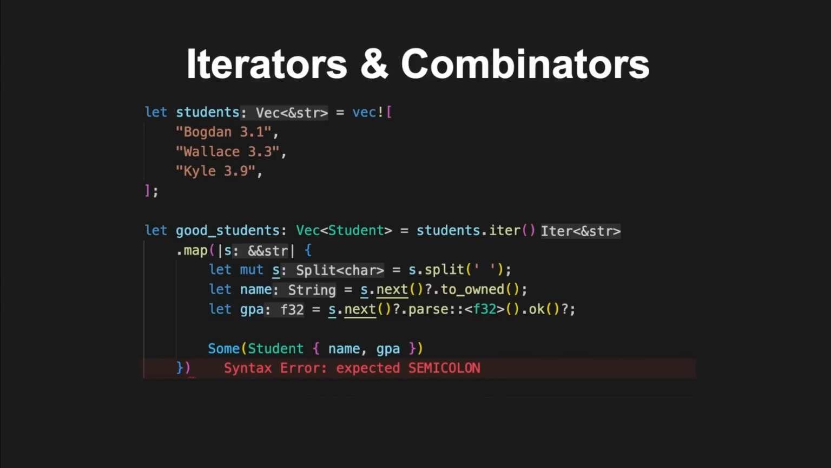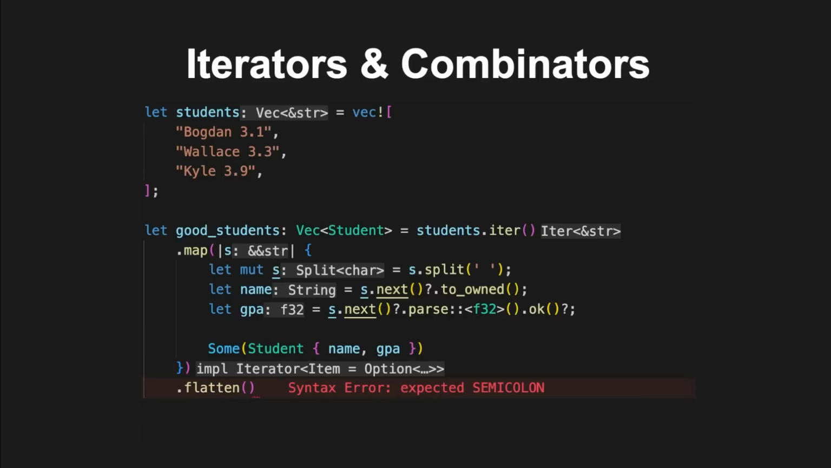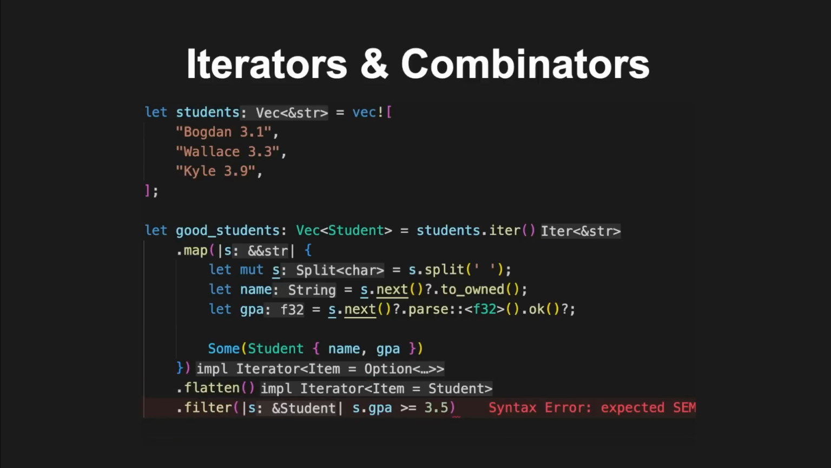Inside the closure, we parse the string into a name and GPA and return an optional type containing a student struct or the None variant if parsing fails. Then we call flatten to remove the None variants, filter to filter out students with a GPA below 3.5, and finally collect to turn the iterator back into a vector. The final result is a vector of student structs. The best part is, because Rust has zero cost abstractions, using this approach is just as fast as using a loop. Next, let's talk about user-defined types.